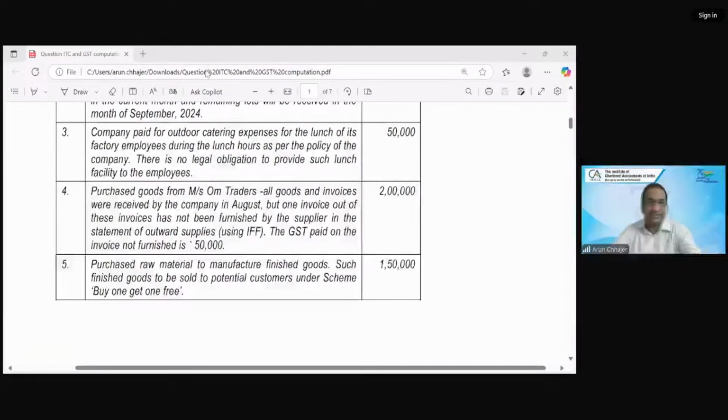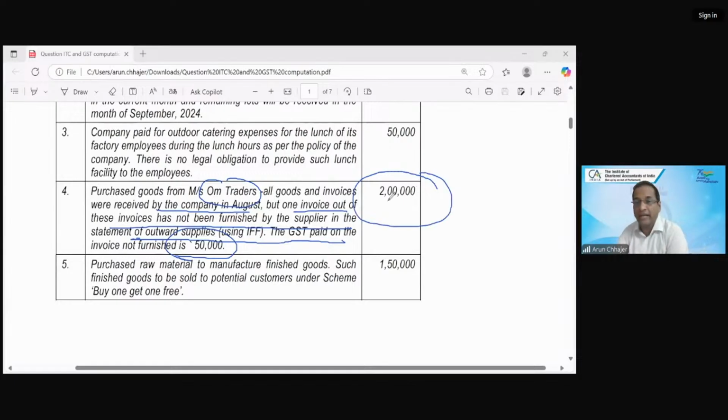Will enjoy the discussion. Purchase the goods from OM trader. All the goods and invoices were received by the company in August, but one invoice out of these invoices has not been furnished by the supplier in the IFF. The GST paid is 50,000. How much ITC would be available?